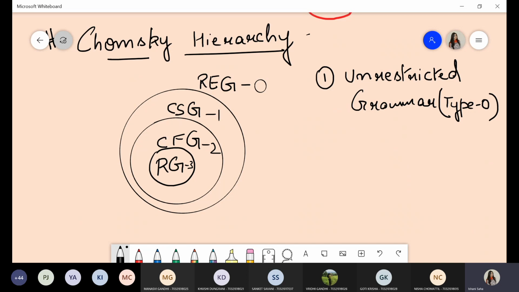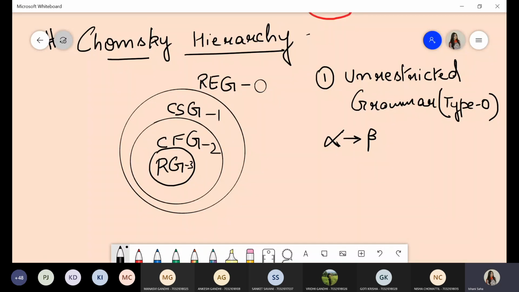Here you write down: there are no restrictions on the production of a grammar of this type. There are no restrictions on the productions of a grammar of type 0.